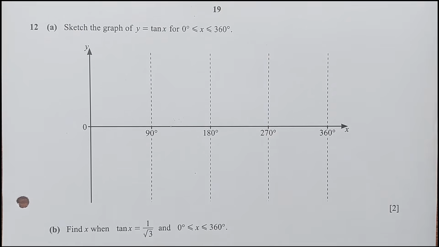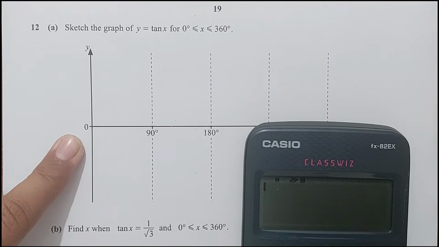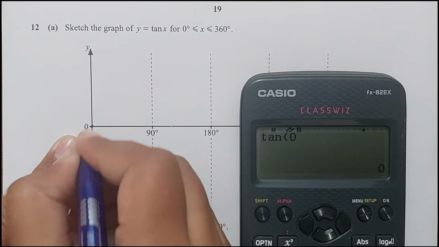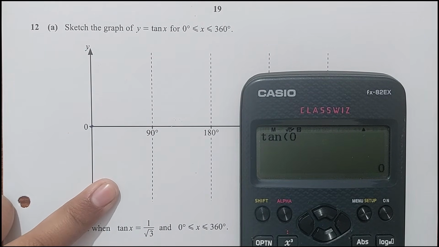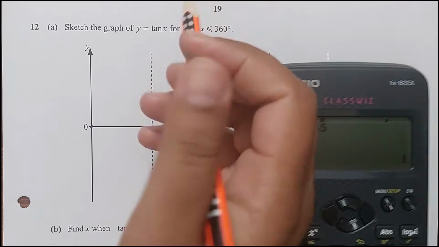Now for question number 12, part A, sketch the graph of y equals tangent x for x between 0 and 360 degrees. Let me start from 0 degrees. Tangent of 0 is 0. We have to check the behavior, increase or decrease. Between 0 and 90, we can check at 45. Tangent of 45 is 1, which means it increased. The y value is 1, so this would be the sketch.